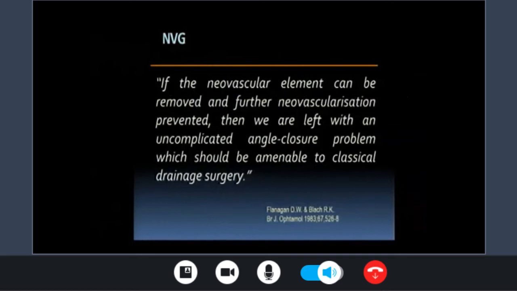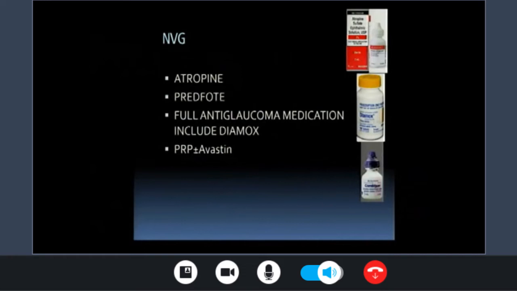And what was mentioned: when you ablate the retina and ablate the new vessels in the angle, you will change the case from neovascular glaucoma to chronic angle closure glaucoma, in which any filtration surgery will help the patient. But what is the problem? This is the main treatment.